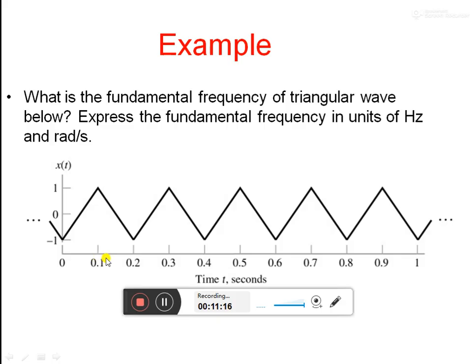So I hope you have followed the basic concepts of periodic and non-periodic signals. Sinusoidal signals and cosine signals which are getting repeated after a particular instant of time will also come under this category. The answer for this example is that the frequency is 5 Hertz, because the time period is 0.2, and the reciprocal of that gives you 5 Hertz as the fundamental frequency.